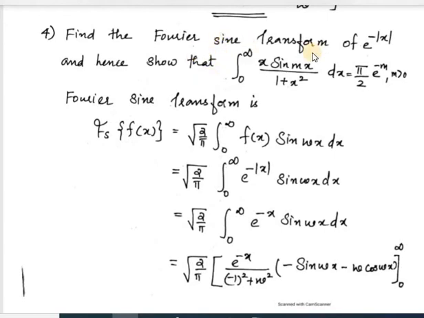So first we have to find the Fourier sine transform of this term, and the formula is F of x equal to root 2 by pi integral 0 to infinity f of x sine omega x dx. The function is e raised to minus mod x. Since the function is defined only for 0 to infinity, here the interval is not given, so we take the default integral limit of the Fourier sine, that is 0 to infinity. And in 0 to infinity, the modulus value mod x is always positive, so mod x changes to simply x: e raised to minus x sine omega x dx.